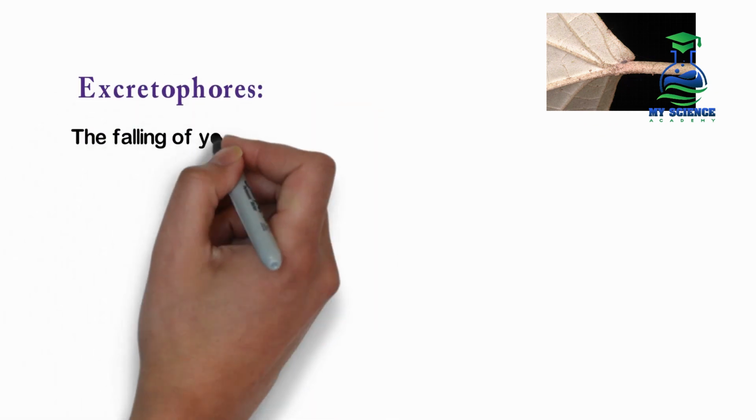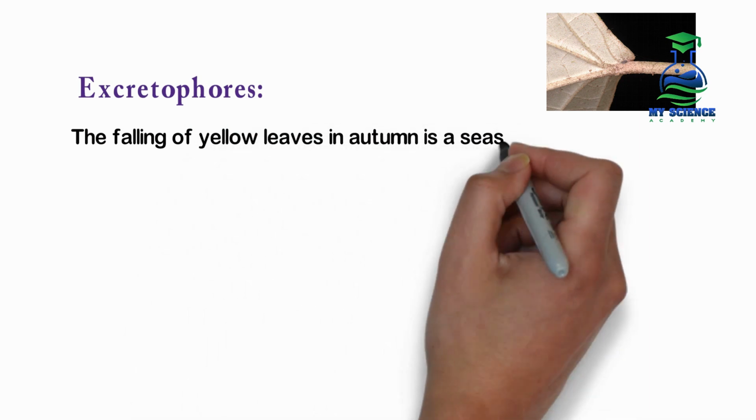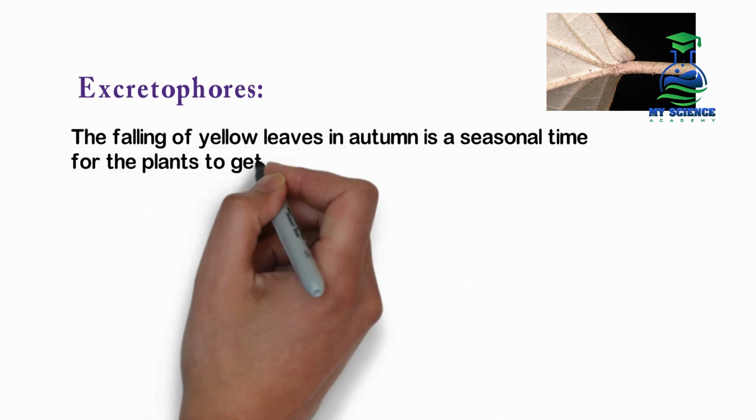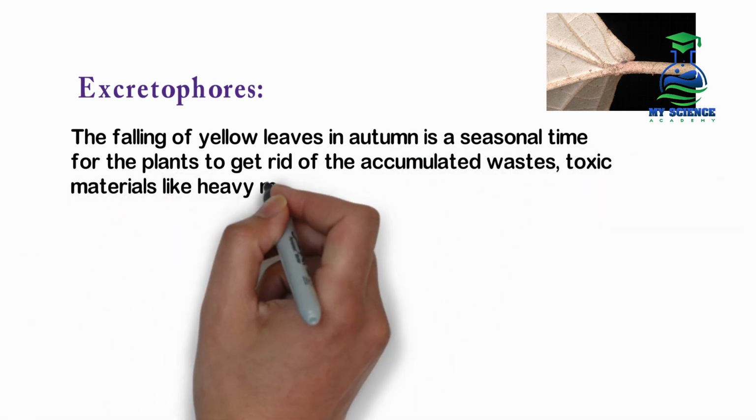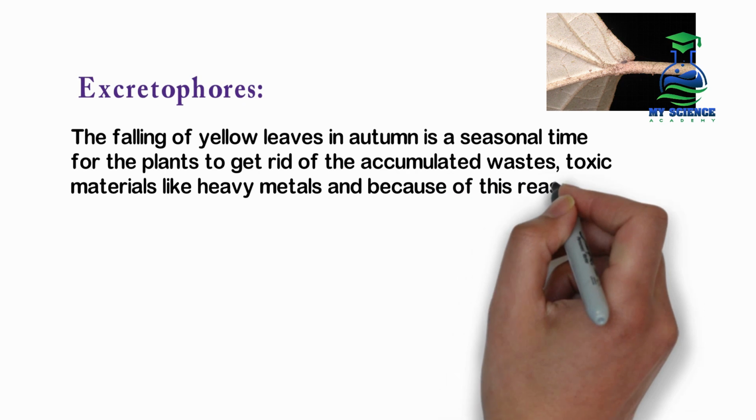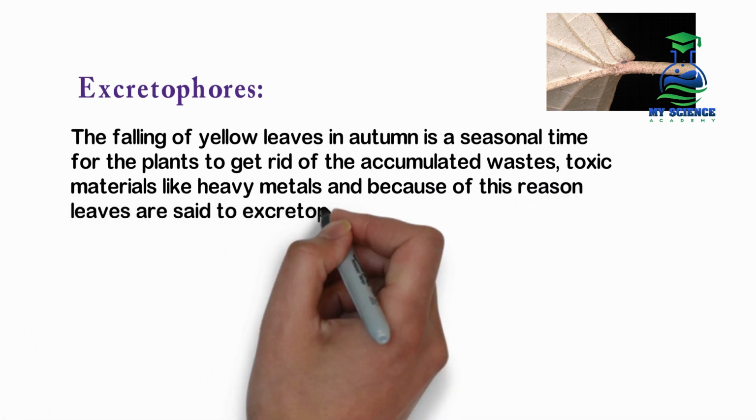What are excretophores? The falling of yellow leaves in autumn is a seasonal time for the plants to get rid of the accumulated waste, toxic materials like heavy metals, and because of this reason, leaves are said to be excretophores.